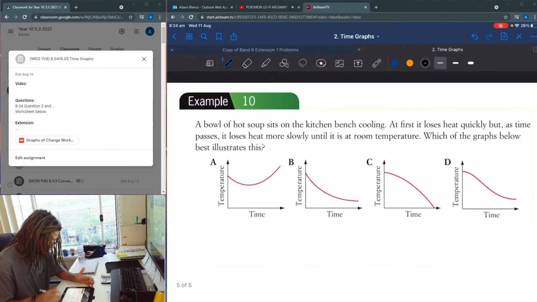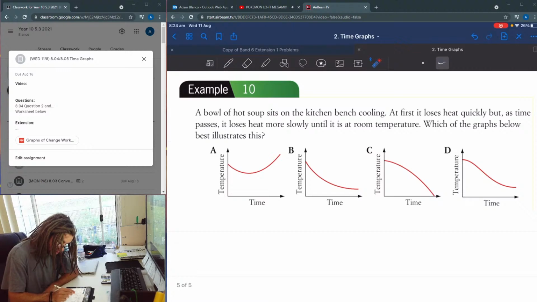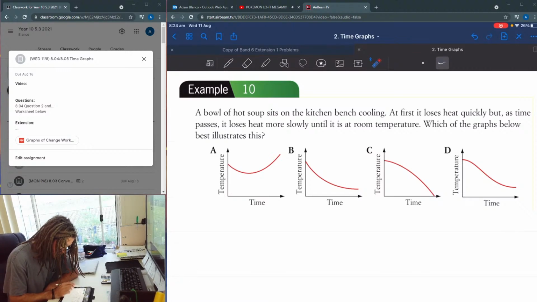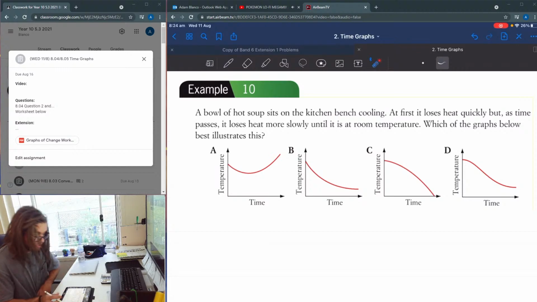One more, multiple choice. A bowl of hot soup sits on the kitchen bench cooling. At first it loses heat quickly, but as time passes it loses heat more slowly until it's room temperature. If you're going to do Extension 1, this is stuff we're going to be looking at.